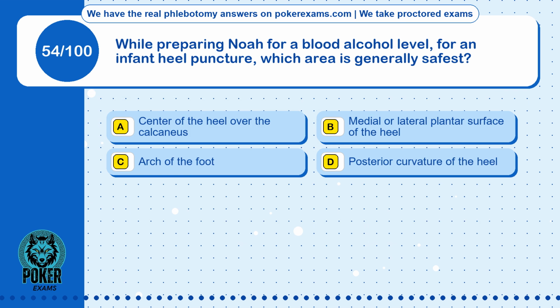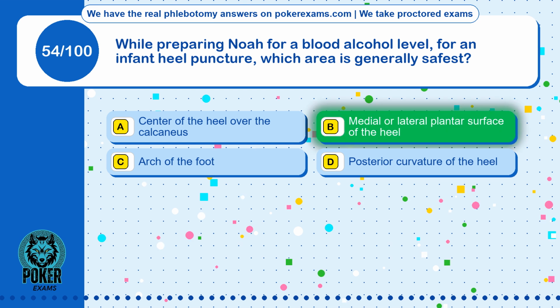Question 54. While preparing for a blood alcohol level, for an infant heel puncture, which area is generally safest? Option A, center of the heel over the calcaneus. Option B, medial or lateral plantar surface of the heel. Option C, arch of the foot. Option D, posterior curvature of the heel.